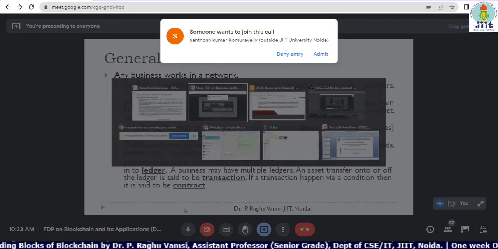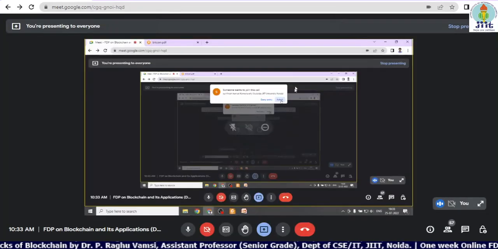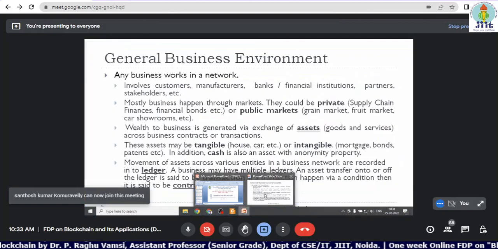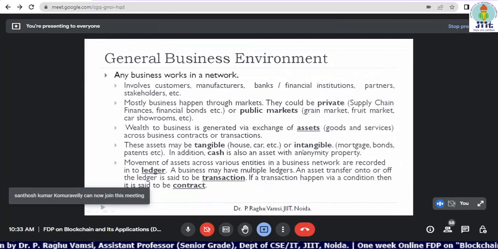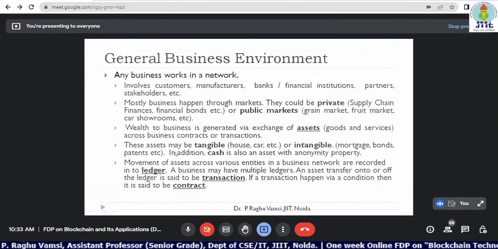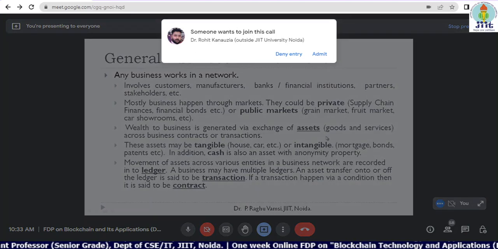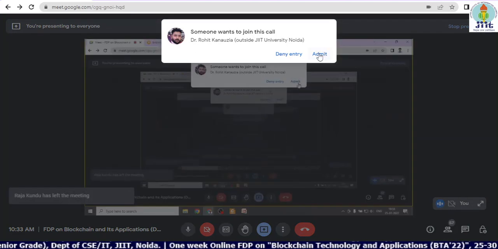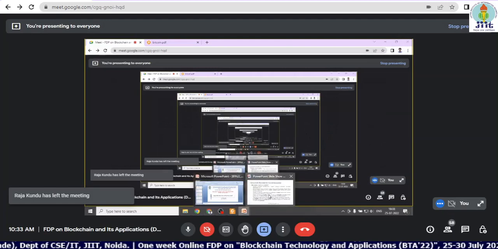So in this, first of all, one must remember that these are the key terms which are mainly used in this particular business environment. Also, the same thing you can realize in the development of blockchain applications.